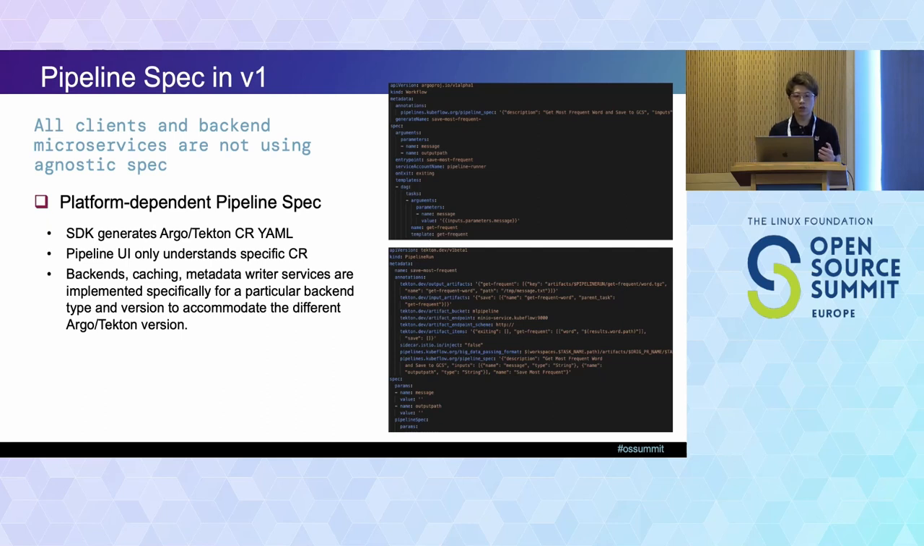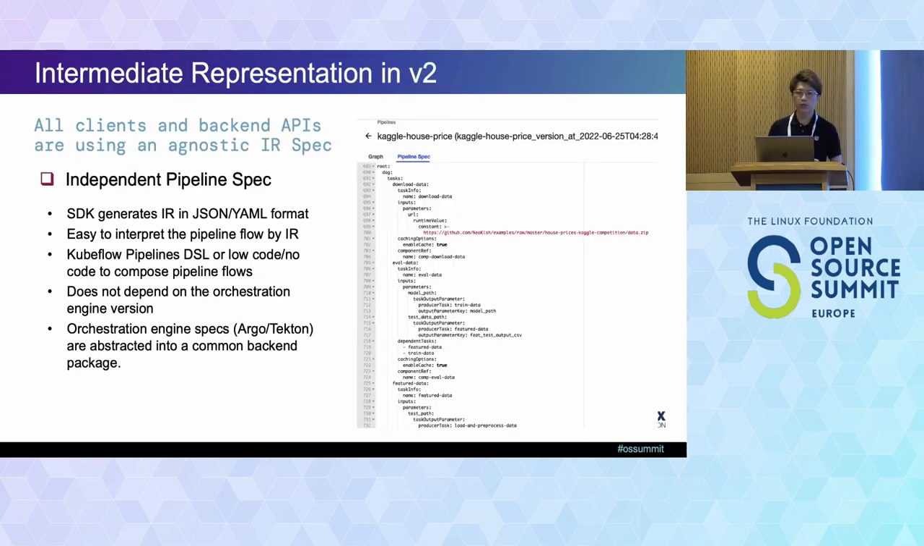The challenge is that when you introduce a new backend for Kubeflow Pipelines, you have to change a lot of things, such as the UI, backend, SDK, and all these services. With V2, we aim to create an intermediate representation. All the interaction with the Kubeflow Pipelines platform uses this new IR, what we call the intermediate representation. We only communicate specifically with the orchestration engine specs on one of those backends when we need to create an object or patch an object. So we reduce the code you need to modify for new platforms into a single package for one backend.